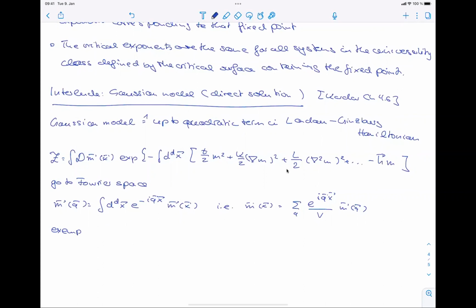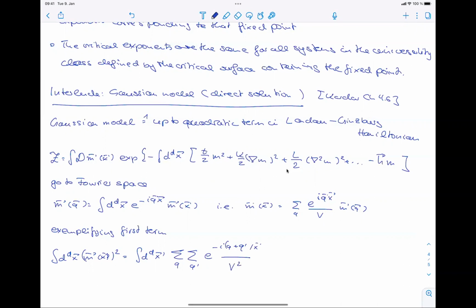So applying this transformation to the partition function, I will only exemplify on the first term. That means keep the spatial integral, and I now replace the magnetizations with the Fourier expansion. That gives me two sums over q and q prime, e to the minus i (q plus q prime) x, normalization squared.